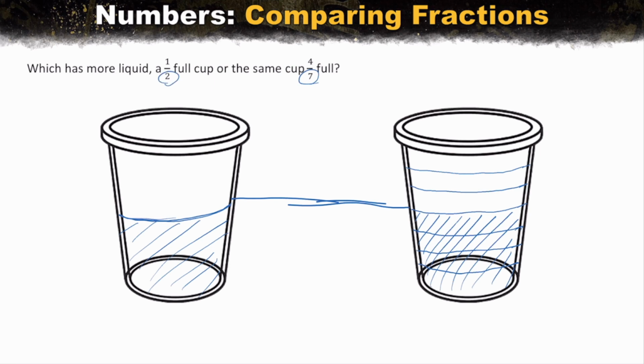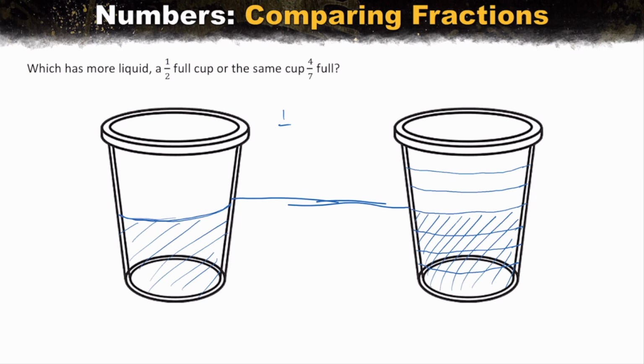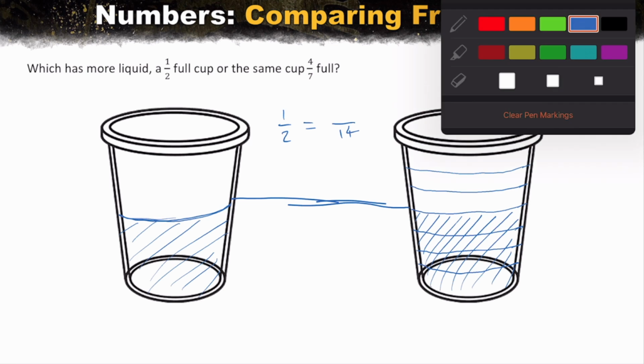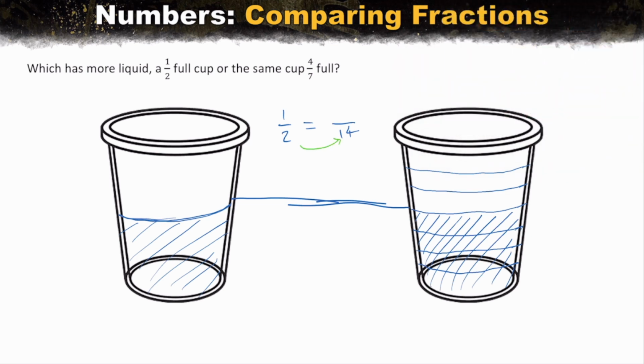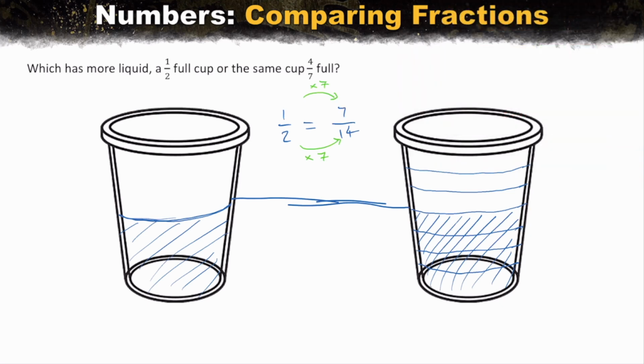Okay. Now, to do that, I've got to think about what is the lowest common denominator between those two values. Well, in this case, the lowest common denominator is going to be 14. So the first thing I need to do is go, how do I get a half to have a denominator of 14? Well, to do that, I need to multiply this by 7. But whatever I do to the bottom, I need to do to the top. So if I multiply this by 7, that gives me 7/14.